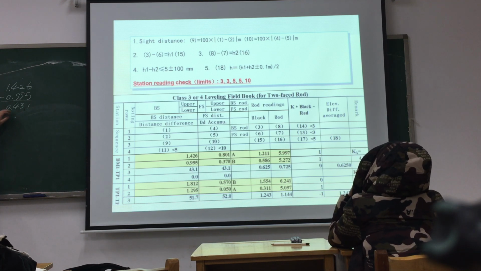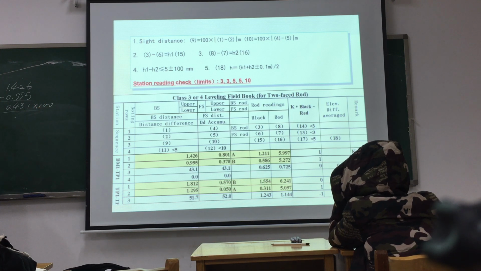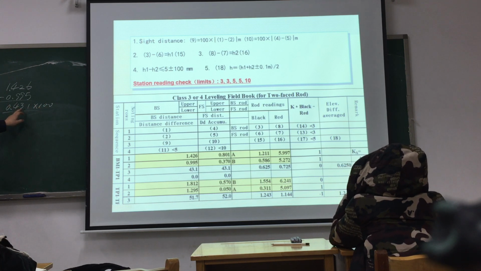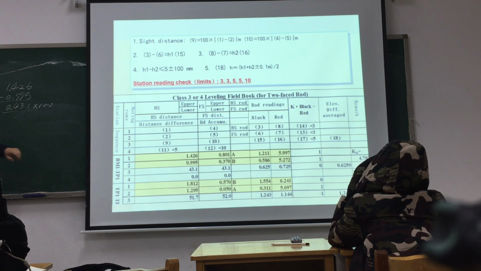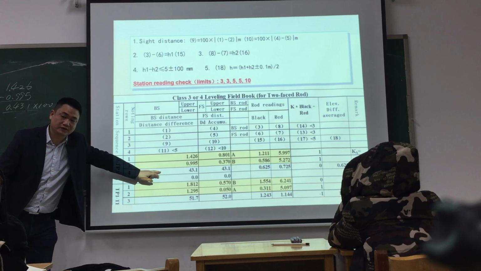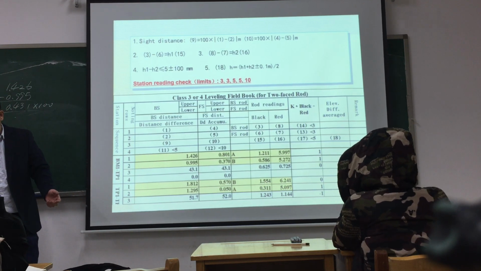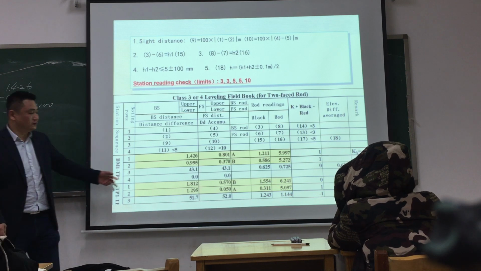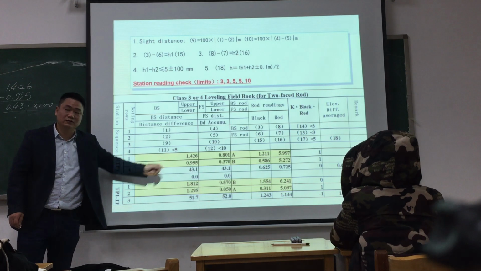Multiplied by 100. So the distance should be 43.1. So this way, the unit is meter. Of course, we say this is low precision. So you have no necessity for high precision, just low.